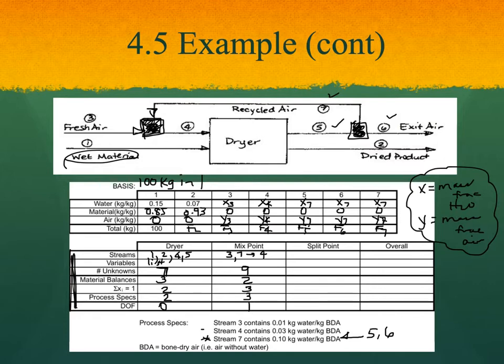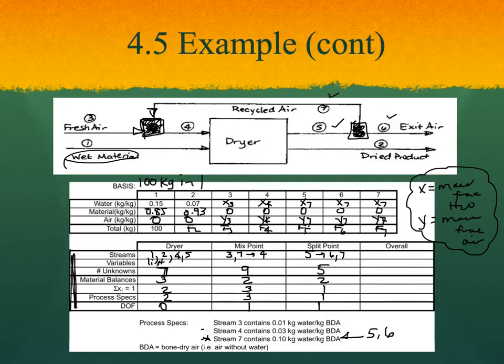Let's look at the split point. Now the split point is streams 5, 6, and 7. So 5 comes in, 6 and 7 come out. These have the x, y, and a flow rate for each one of those. So 5 variables. Remember all of those are the same x's and y's. Again, I do have 2 material balances. Sum of x equals 1, I have 1 of those because it's all the same pair. And process specs, I have 1 of those, leaving me with 1 degree of freedom.